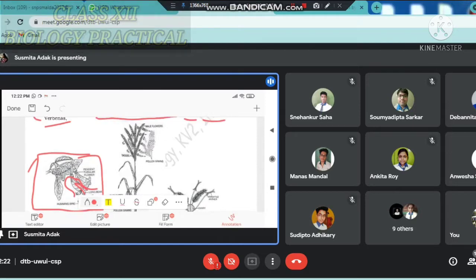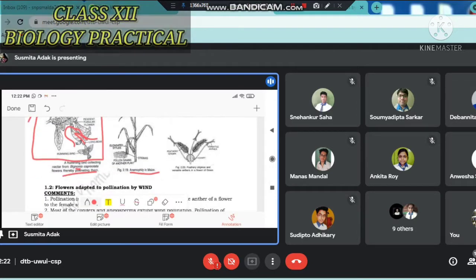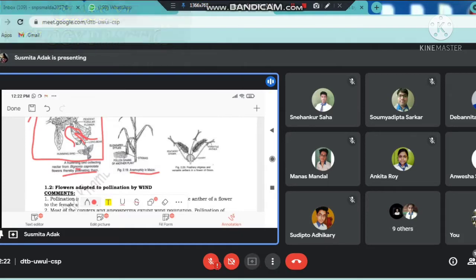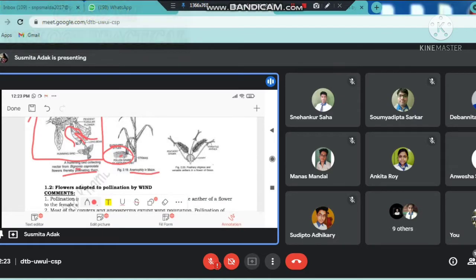Okay, so see, in the case of maize, the pollen grains will be detached from it. So this is anemophily in maize. It will be detached, and whenever any bird or animal comes to this area, these pollen grains will be attached to that bird or animal, so that whenever it goes to another plant of the same kind, the pollination will be completed.